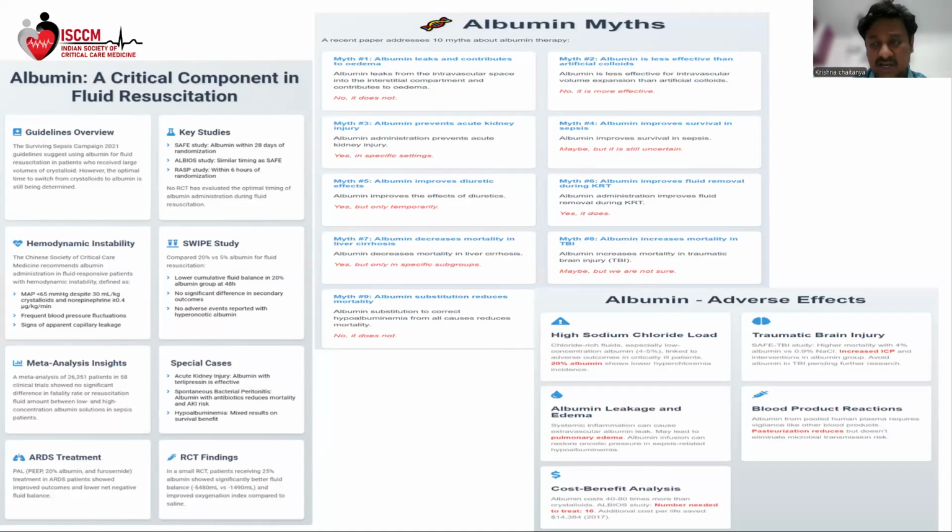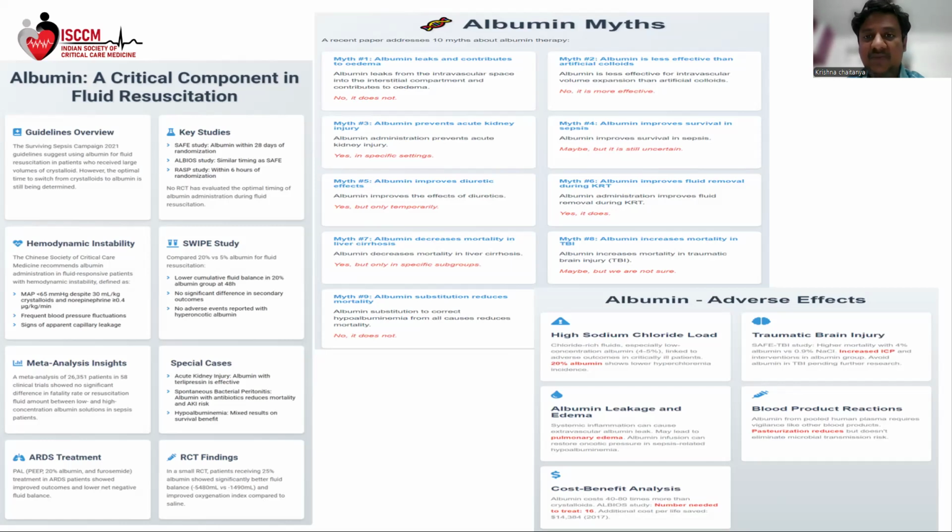The study has said 20% albumin has lesser fluid accumulation compared to 4%. In AKI, albumin with terlipressin is effective to an extent. In SBP, and to an extent hypoalbuminemia, there are mixed results on survival benefits. In ARDS treatment, the PAL strategy, 20% albumin with furosemide treatment in ARDS, showed improved outcomes with lesser negative fluid balance.